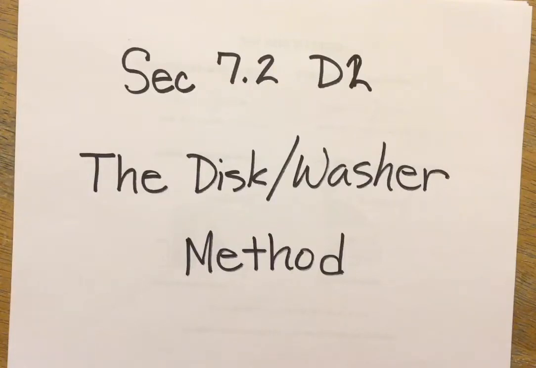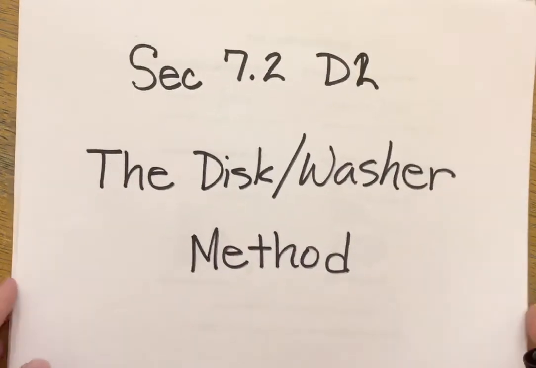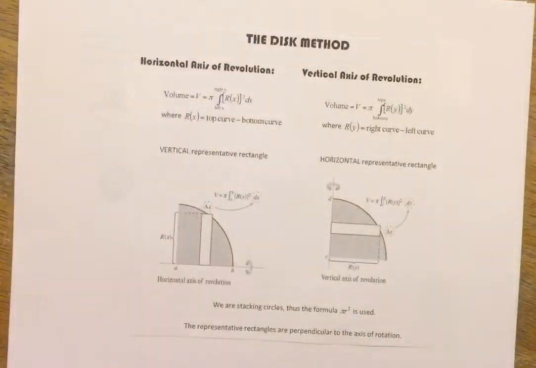What I'd like to talk about today is section 7.2 day 2, which is about the disk and washer method. We started the disk method on 7.2 day 1, and we're going to look at that a little bit and then continue on from that.